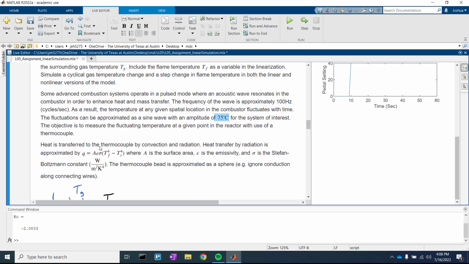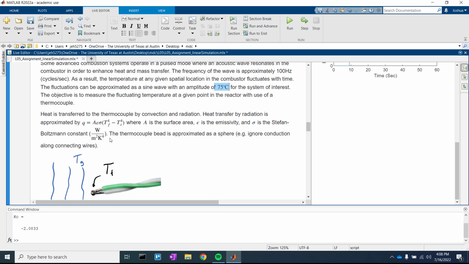So heat transfer is by two ways, by convection and radiation. Heat transfer by radiation is approximated by this radiation where we have the area, the emissivity, and the Stefan-Boltzmann constant.